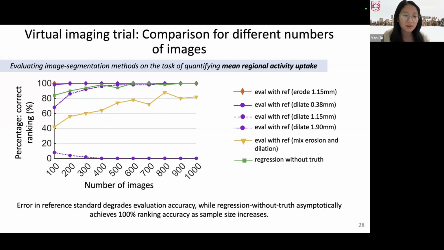Also, for different numbers of images here, we can see that regression without truth can actually outperform some of the evaluation using reference standard. For evaluation with reference standard, we can see the ranking performance can actually decrease a lot as the amount of dilation increases. And in this case, regression without truth can really help to provide a method to compare these different methods here.